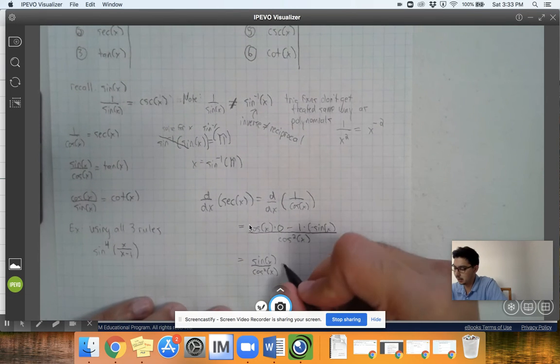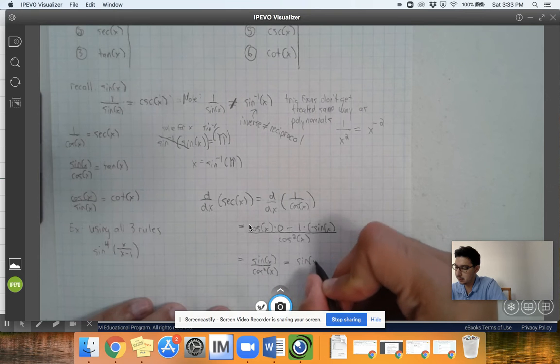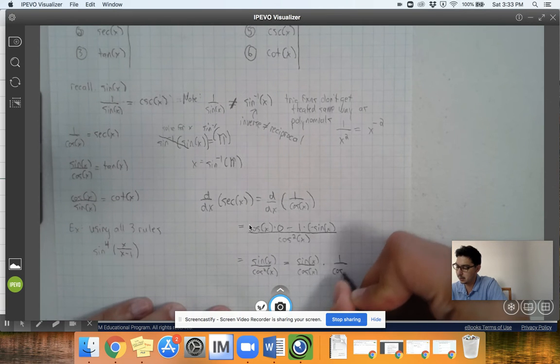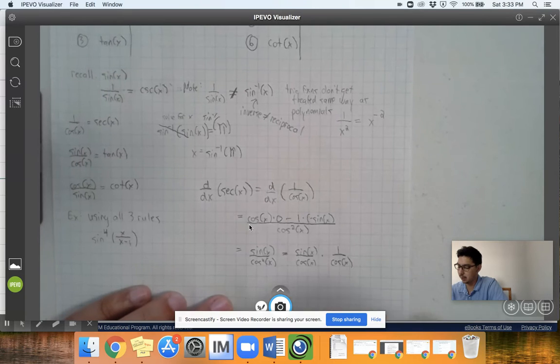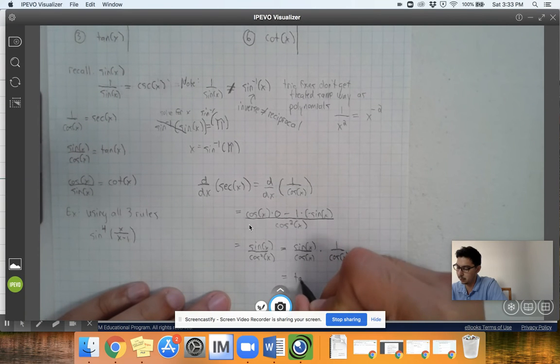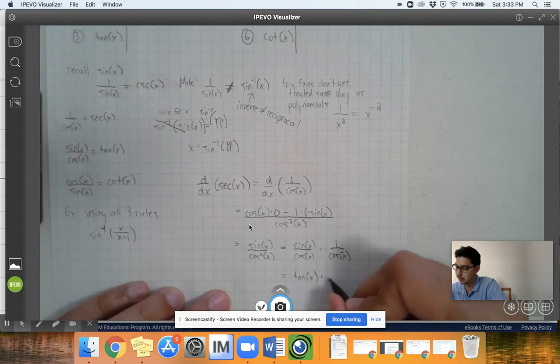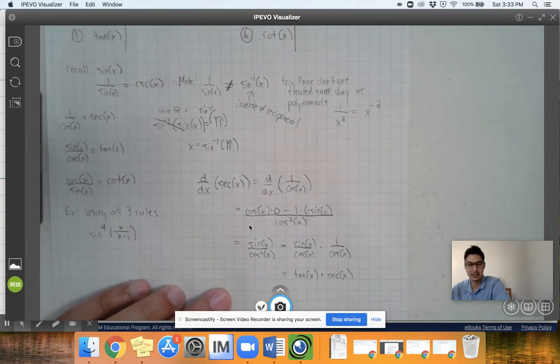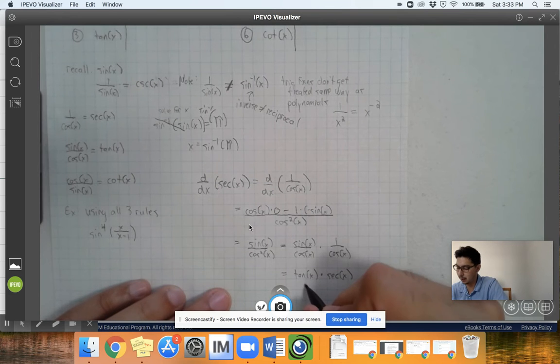And I'm going to split this up as sine of x over cosine of x times 1 over cosine of x. In which case, what I can write then is that this is equivalent to tangent x times secant of x. And though that's right, the common way is they like to reverse those, so I guess we'll write it as secant x, tangent x. It's just more common to write it that way.